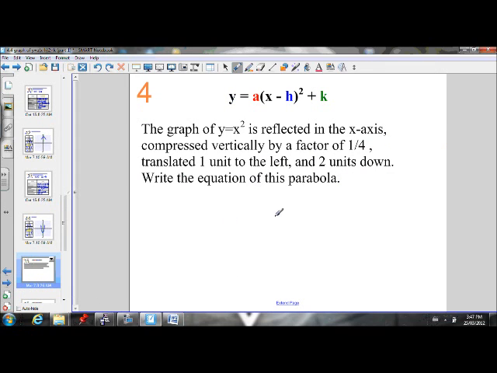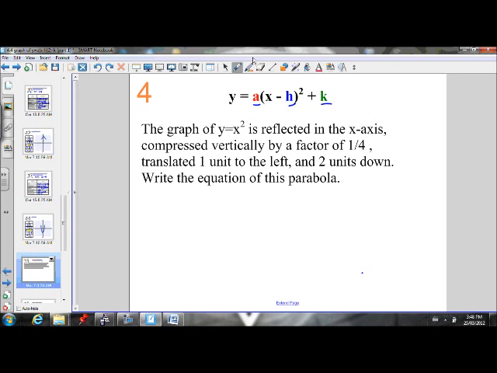Next, the graph of y equals x squared is reflected in the x-axis, compressed vertically by a factor of 1/4, translated 1 unit to the left and 2 units down. Write the equation of this parabola. That sounds like a lot of information, but if we consider it one piece at a time, we'll be able to figure this out, no problem. The overall goal is to figure out the equation of the parabola, so we have to figure out the values for A, H, and K to write the equation in vertex form.